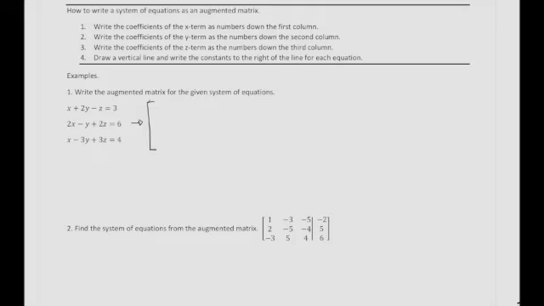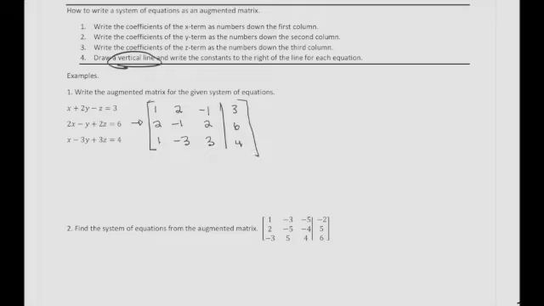Coefficient of x's is going to be the first column, okay? Then the coefficient of the y, then the coefficient of the z, okay? And I'll talk about the constants in a second. So for the second equation, coefficient of x, coefficient of y, coefficient of z. Coefficient of x, y, z. Then we're going to indicate the equal sign by using a vertical line. Okay, and then we're going to write the constants. So the top equation is equal to 3 and 6 and 4, like so.